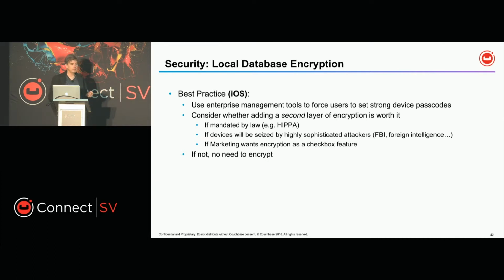If you're really worried about very, very sophisticated attackers who have the ability to break into a phone, such as possibly the FBI, although they don't always manage to be able to do it, possibly foreign intelligence services, but we really don't know. It's pretty outre. Or if your marketing department really says they need to have encryption as a checkbox feature. So it's more of an optional thing on iOS, in my opinion.